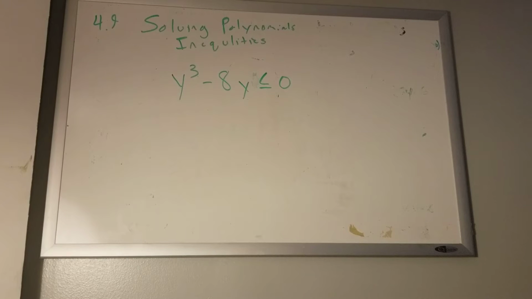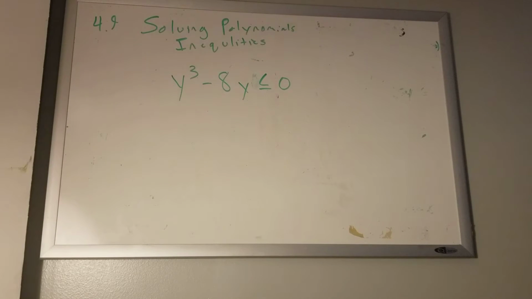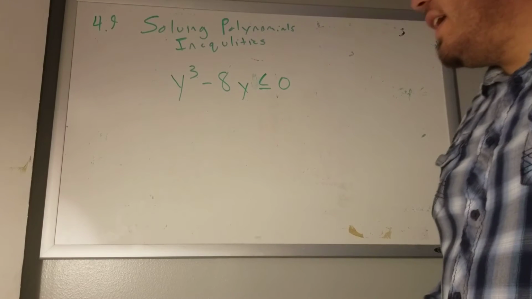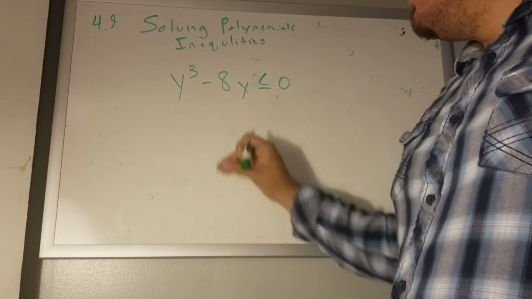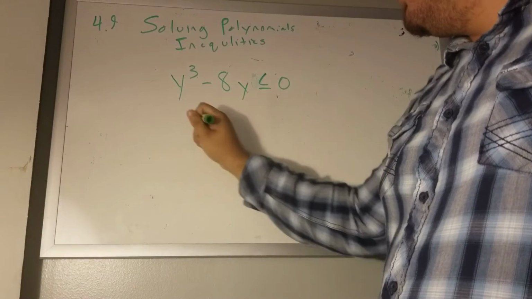All right, we're on our next example. y cubed minus 8y is less than or equal to 0. So I'll go through all the steps. First thing, we want to factor it as if it was an equal sign.